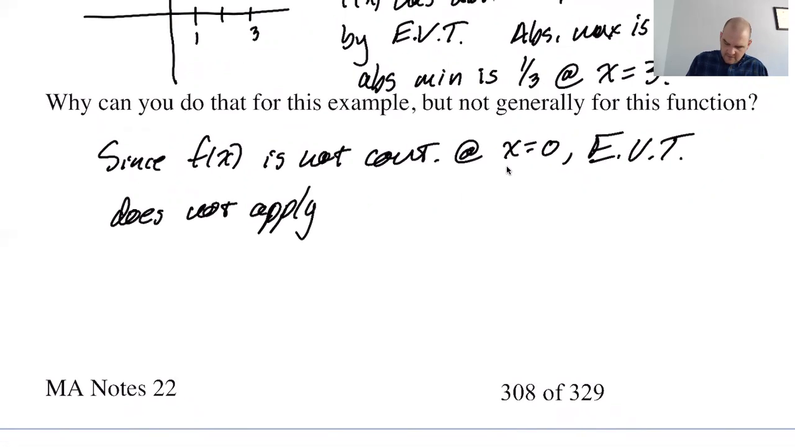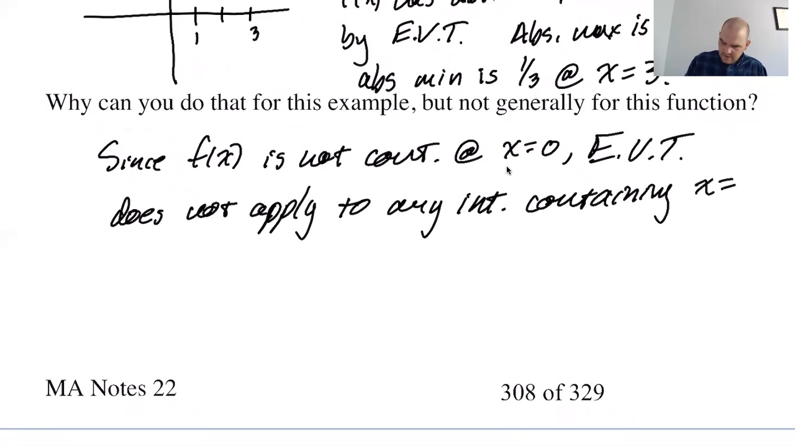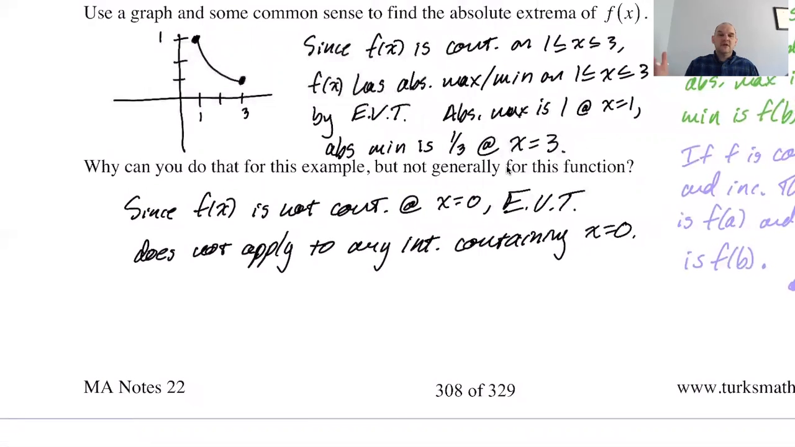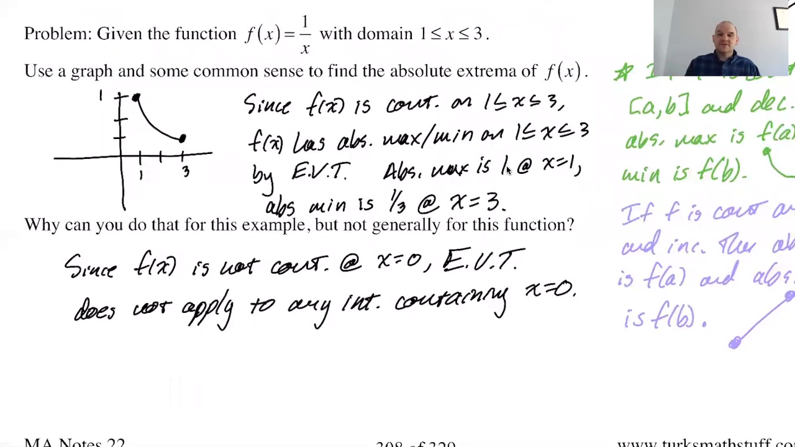to any interval containing x equals 0, right? So any interval containing x equals 0, like -2 to 2, not going to work. -2 to -1, it's going to work because it doesn't contain 0. But in general, we can't apply the extreme value theorem to this function. We have to be really careful about it and make sure we're choosing an interval on which the function is continuous.